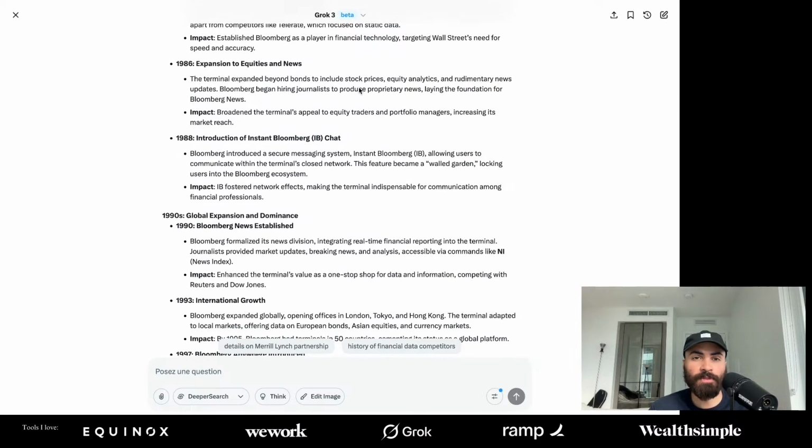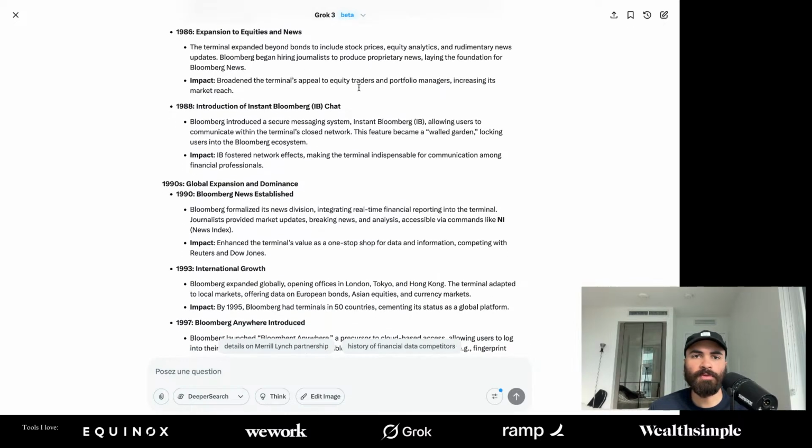Expansion to equities and news. The terminal expanded beyond bonds to include stock prices, equity analytics, and rudimentary news updates. They began hiring journalists to produce proprietary news, laying the foundation for Bloomberg News. Oh wow, very interesting. So you start with financial news, you start with a product, and then you move into content. Because you were like, okay, instead of going out and finding and attributing the right news for our customers, let's just make the right news.